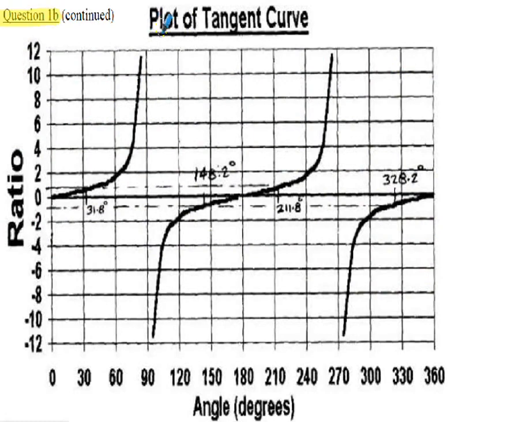Question 1b continued here, just a plot of the tangent curve. So for the ratio of positive 0.6202, which would be this sort of value somewhere up here, we would get a solution here of the 31.8, and we would also get a solution up here of the 211.8 degrees. And then for the negative ratio of minus 0.602, will be somewhere down there. If you follow that line across, you'll get a solution here, which will be the 148.2 degrees, and following the line across to here, we will get a solution of 328.2 degrees.